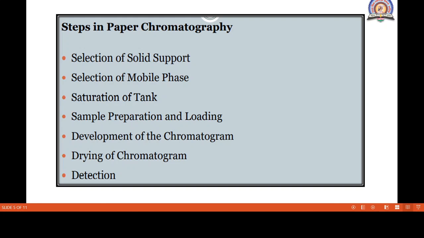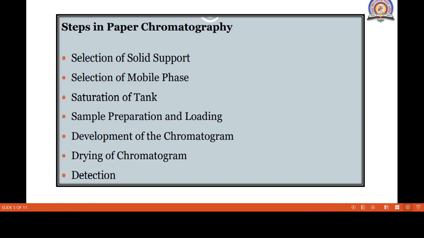Means we are going to dissolve the component which we have to separate in a proper solvent, and we introduce that sample on a paper. Then development of the chromatogram, then after development, drying the chromatogram, and last is the detection. So the last point is also very important.